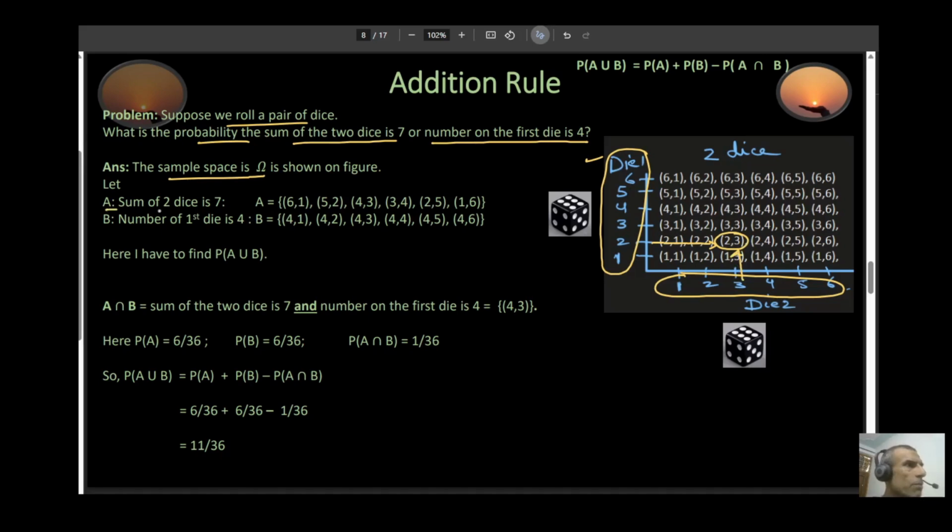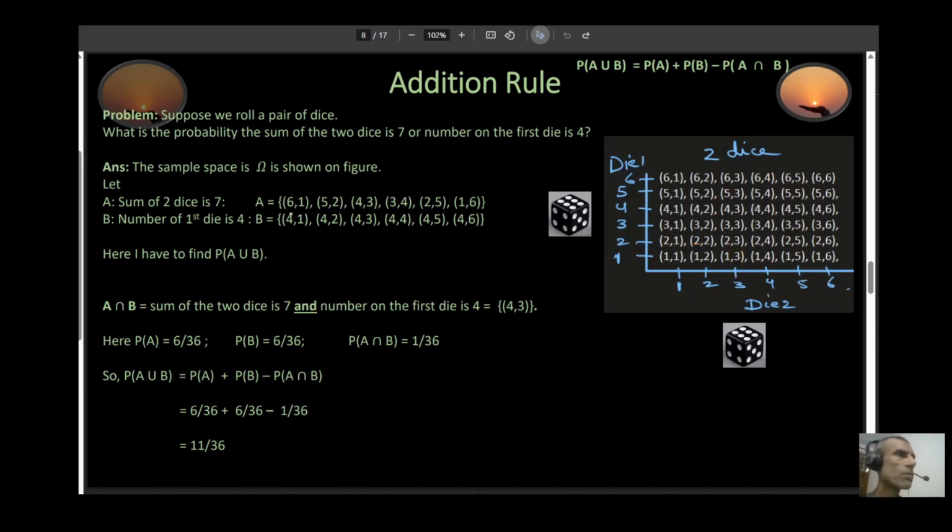Let A be the event that the sum of two dice is 7. Let me remove everything. So my event A, the sum of two dice is 7, would be these elements right here. You can see that if you add all the numbers over here, the answer would be 7. Okay, so my event B would be that the number on the first die is 4.